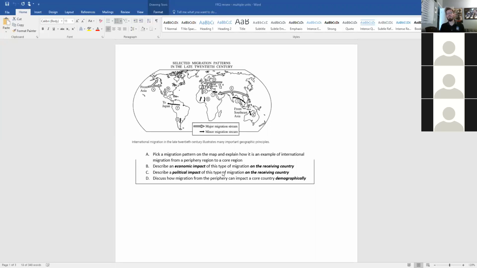So what one would you pick? Well, here's a list of them. You could pick A, B, F, C, D, and K. Those were all the potential ones because those are all the patterns where they're going from some developing nation, the periphery, to the economic core, some developed country. Then B, describe an economic impact of this type of migration on the receiving country. Well, what is going to change economically in this more developed country now because immigrants are coming to the country?